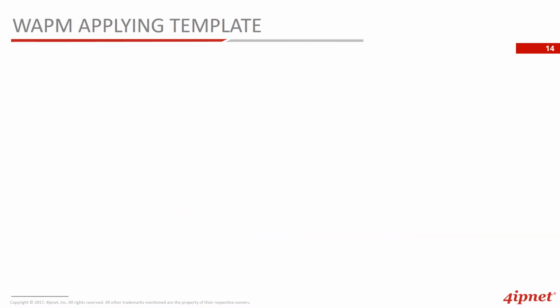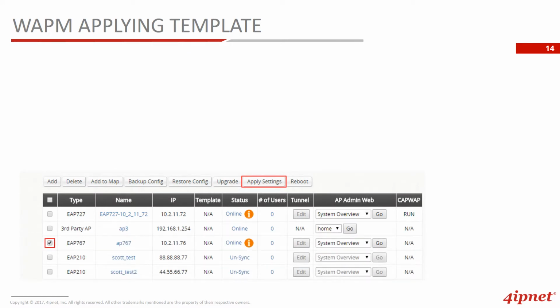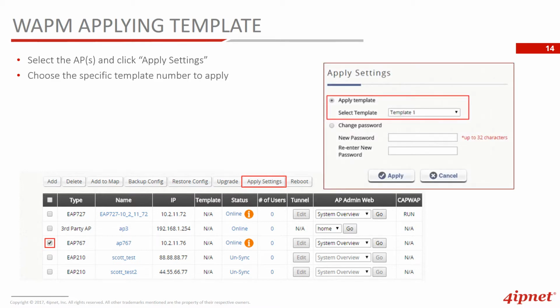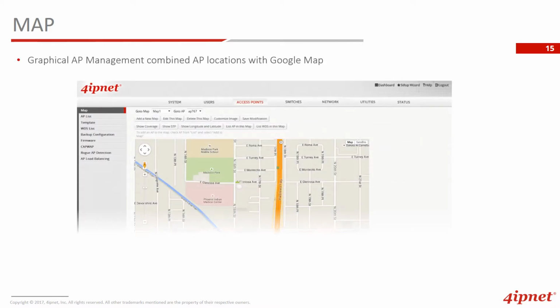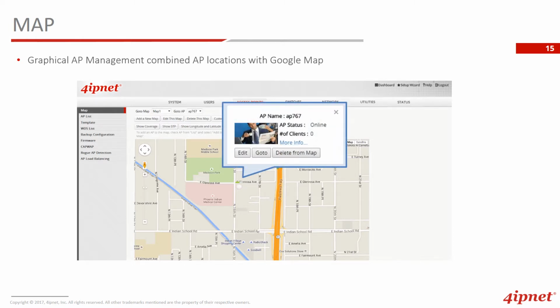So as we just said, after you add the APs, you can then proceed to apply the template. Demonstrated on this screenshot, please check the box and then click on Apply Settings. Afterwards, a pop-up Apply Settings page will appear, and you can then either select the template or directly change the password. Next, let's move on to the map function that we've previously mentioned. As you can see here, we added an EAP767 to the Google Map API. What is then convenient about this graphical AP management option is that we can edit, delete, or access the AP's UI directly via the Go To button.